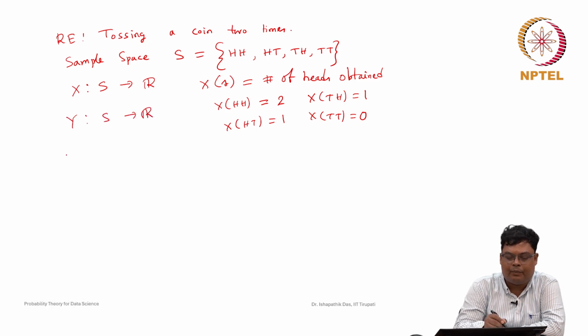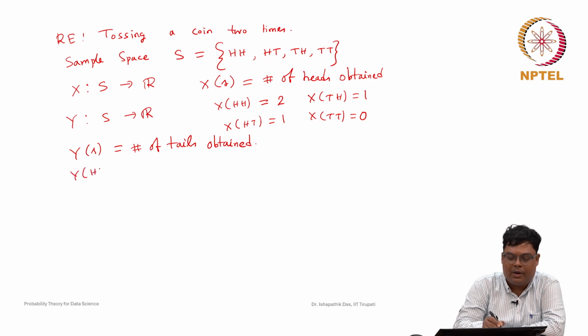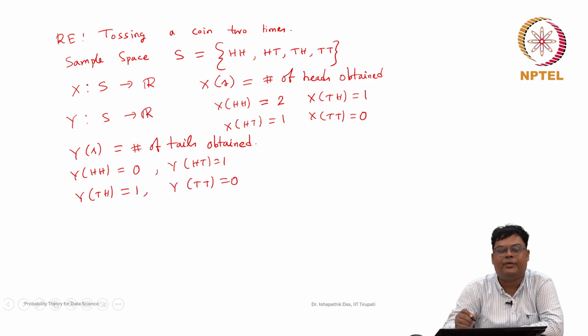This is defined by Y of s equal to the number of tails obtained. In that case, what will be Y of HH? This will be equal to 0, because we are talking about the number of tails. Since 2 heads were obtained, the number of tails will be 0. Y of HT will be 1, Y of TH will be 1, and Y of TT will be equal to 2.